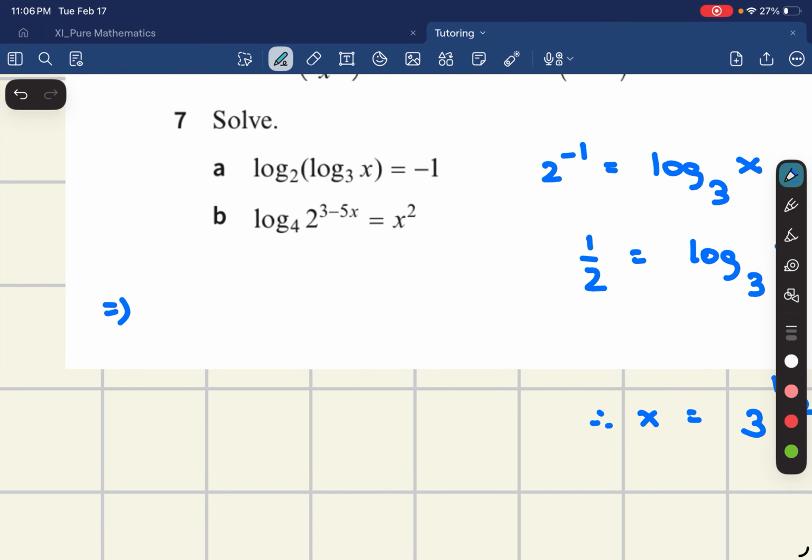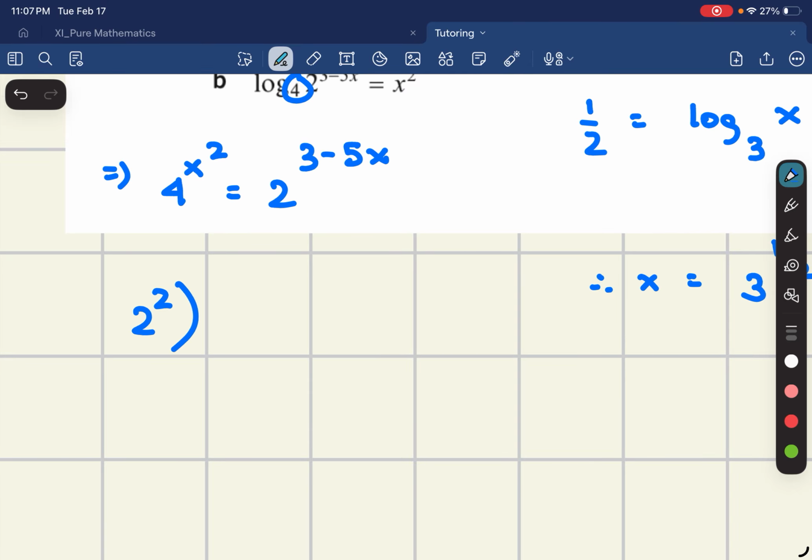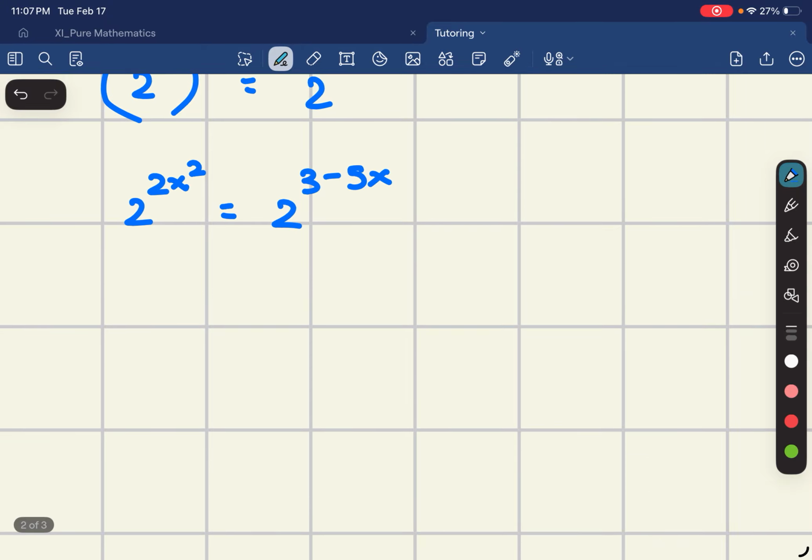And this one, so you know that 4, if I raise it to x squared, I am going to get... well, is there a better way to do this? No, I don't think there is. So 4 to the power x squared, it has to be 2 to the 3 minus 5x. And 4 is 2 squared, to the power x squared, is equal to 2 to the 3 minus 5x. So 2 to the power 2x squared, because they multiply, equals 2 to the 3 minus 5x. If the bases are equal, then it must be the case that the exponents are equal.